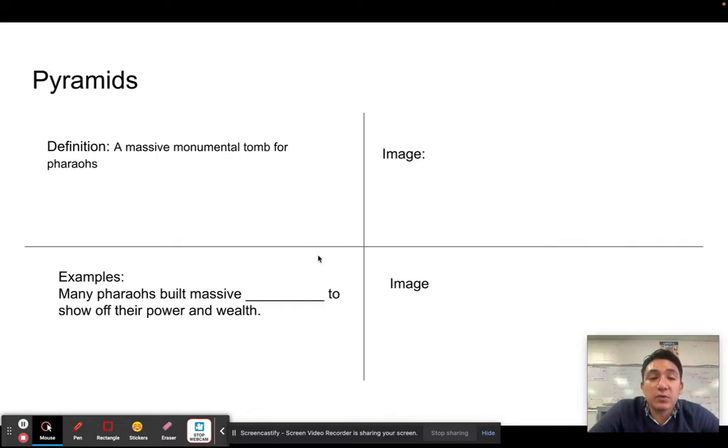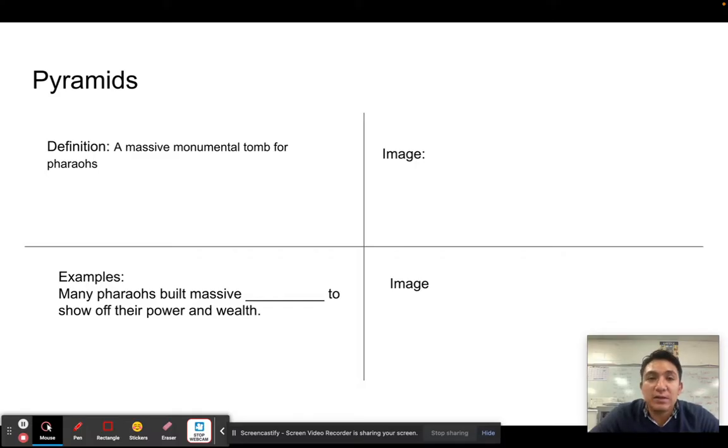Our next vocabulary word is pyramids. So the definition reads, a pyramid is a massive monumental tomb for pharaohs. I may have mentioned this already, but a pyramid was a giant tomb where the pharaohs were buried once they died. And for many of these pharaohs, it took many decades for them to build their tomb. Many of them, once they became pharaoh, already had plans of starting to build their own pyramid. For many pharaohs, these pyramids were seen as a way to show off their money, show off their wealth. It was seen as a massive flex.